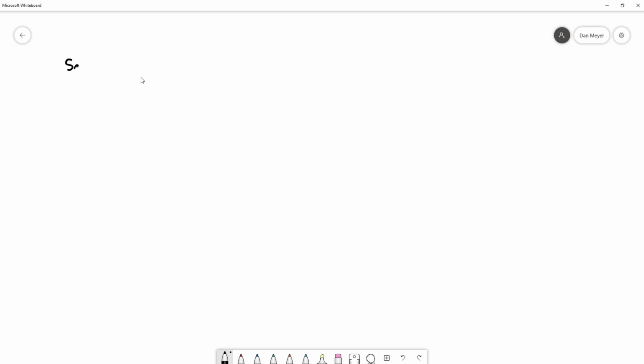Okay? So section 2.3 is on quadratic equations. Section 2.3 is on quadratic equations. So again, this is a bit of a preview.